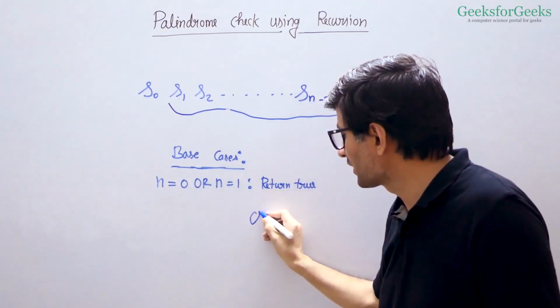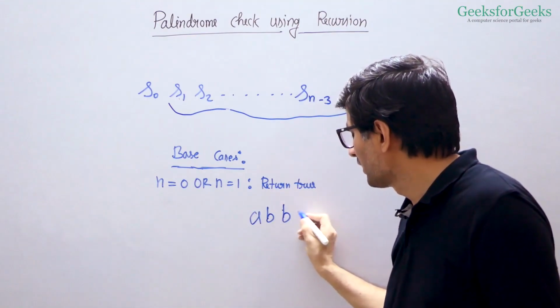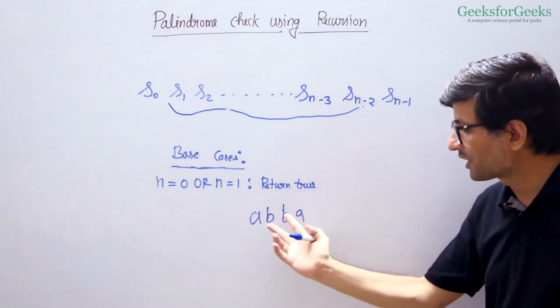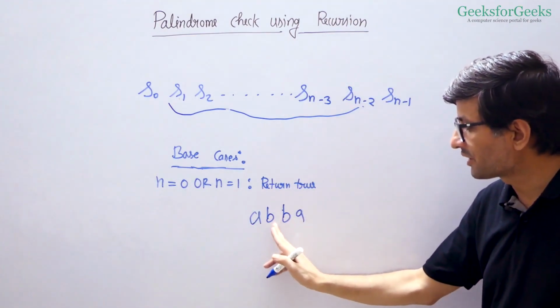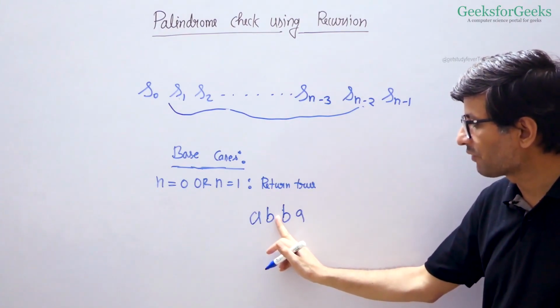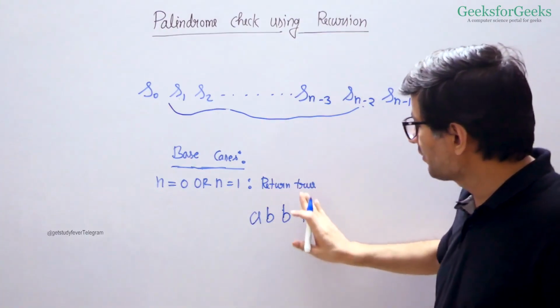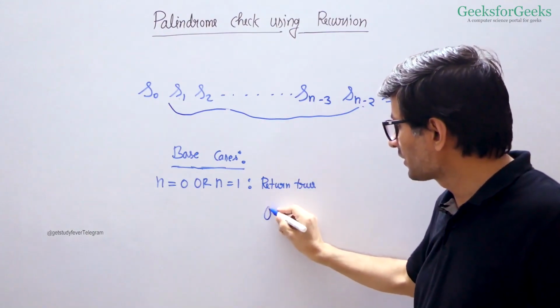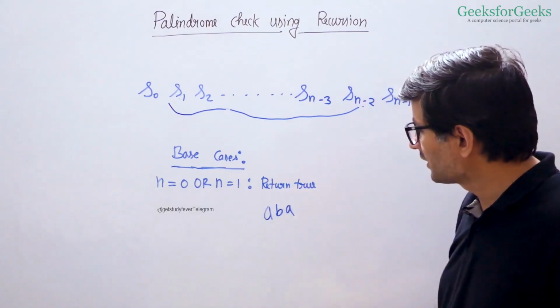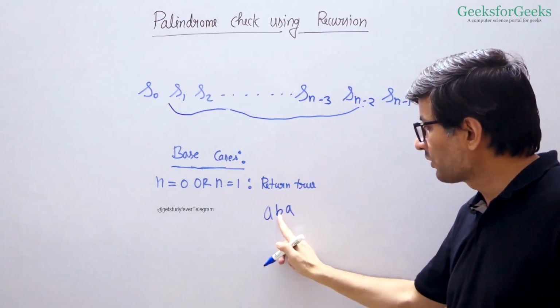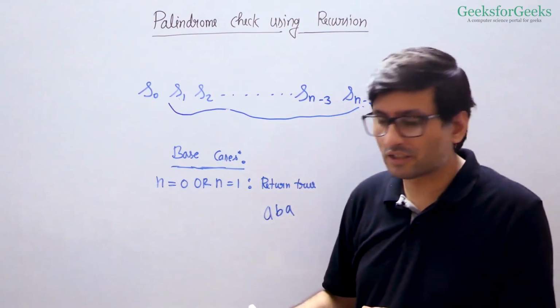For example, if your string is A, B, B, A, you will check for A, then you will check for B, and then you will have an empty string in the middle. So you will make a recursive call for the empty string. And when the string length is odd, say A, B, A, what will happen in this case? You will check for A and then you will call for B, which is a single character, right?